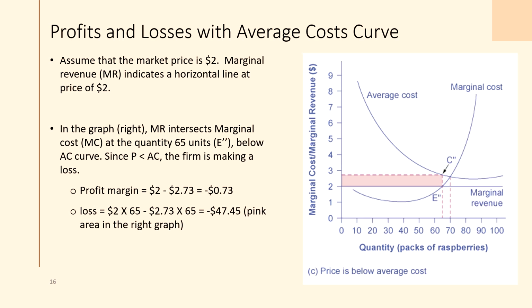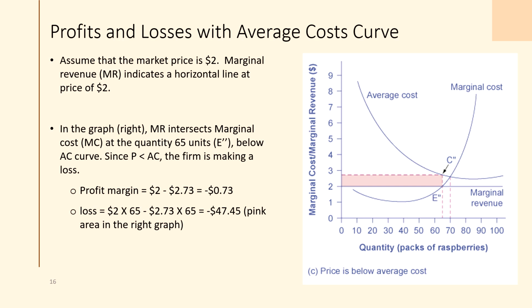Now let's analyze the case where the firm is making a loss. In this situation, the market price is $2, while the average total cost at the profit maximizing quantity is higher, let's say $2.73. We calculate the profit margin again. So here it is, 2 minus 2.73, which equals negative $0.73. This means the firm is losing $0.73 on each unit it produces.